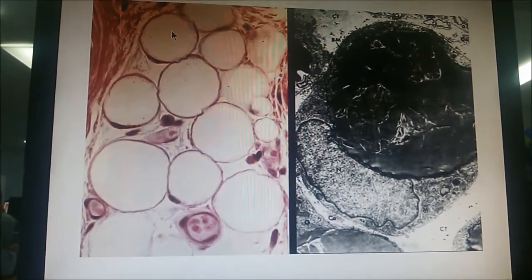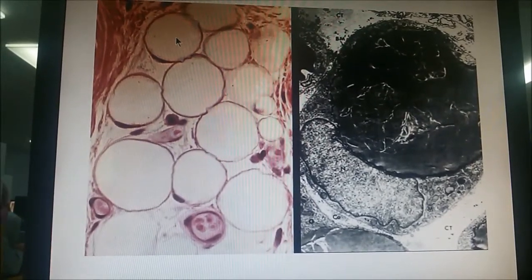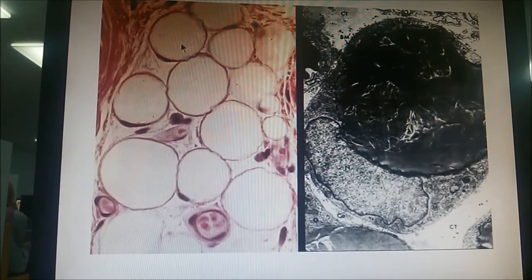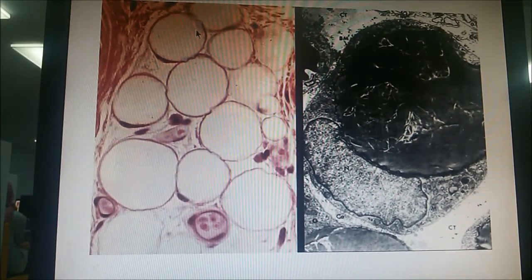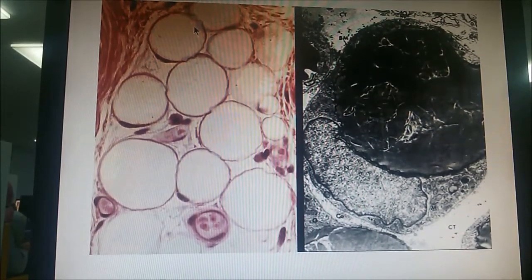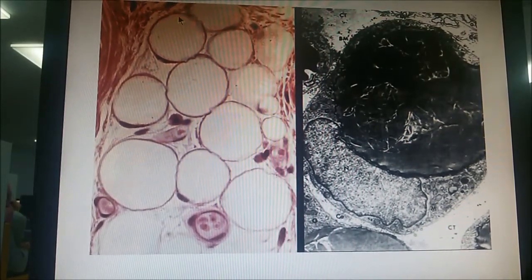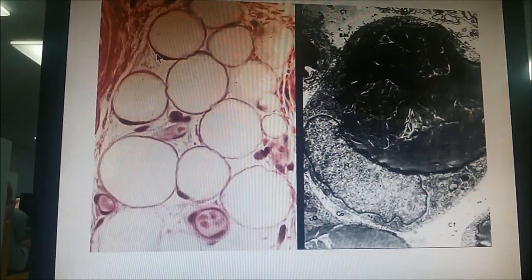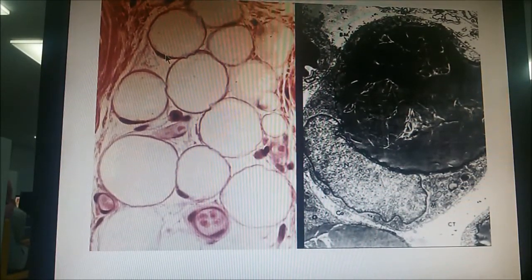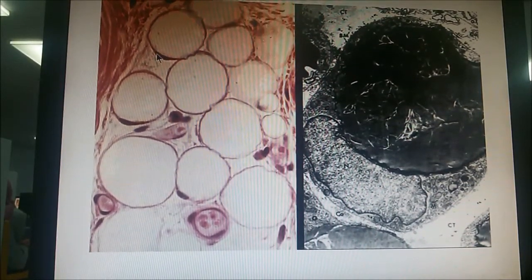Now the lipids get dissolved during tissue preparation, when we do fixation and clearing. So the cells appear as empty cells. The reason for that is that the lipid is dissolved. Now here you see one large lipid droplet, this is the lipid that was inside. This large droplet pushed the nucleus to the extreme periphery. The nucleus is extremely peripheral and flattened.